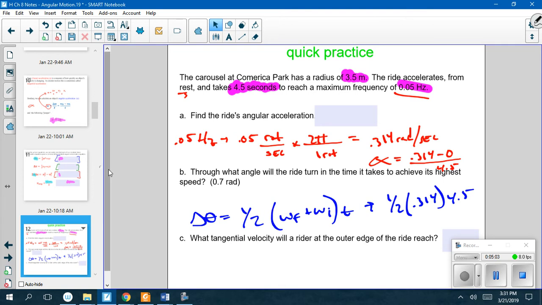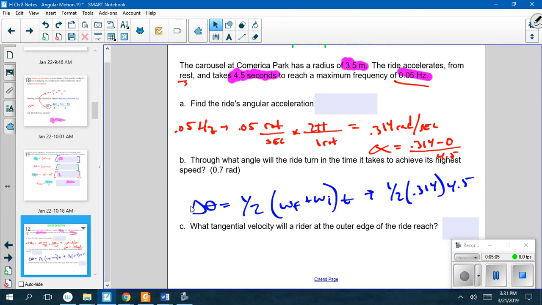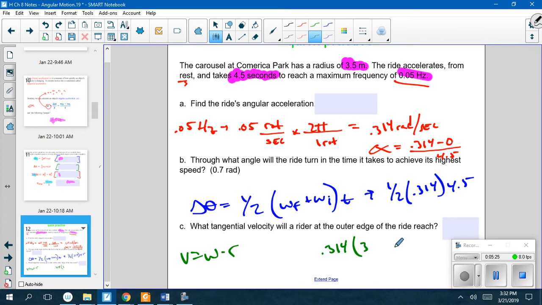Alright, now it's asking for our linear velocity. So if we're at the edge, our radius is 3.5. So we can use a jumper equation: velocity equals angular velocity times the radius. We know our maximum angular velocity, 0.314, and we know our radius, 3.5. We should use that to figure out our linear velocity. That should be 1.1 meters per second.